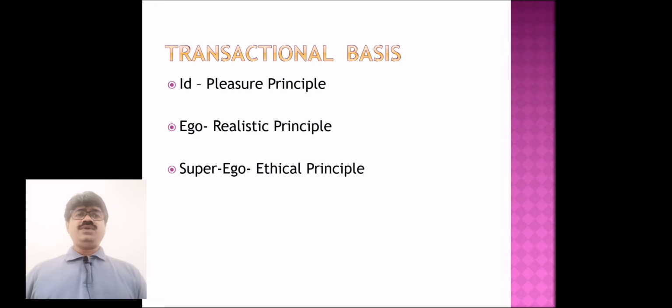First of all, there are three important states of ego proposed by Sigmund Freud, that is the id, ego and superego. What is id? Id is also called the pleasure principle, ego is called the realistic principle, and superego is known as the ethical principle. This is already known to you. We have already learned about the Sigmund Freud model in detail. Sigmund Freud said that it is the play of these three egos that determines the personality of a person.